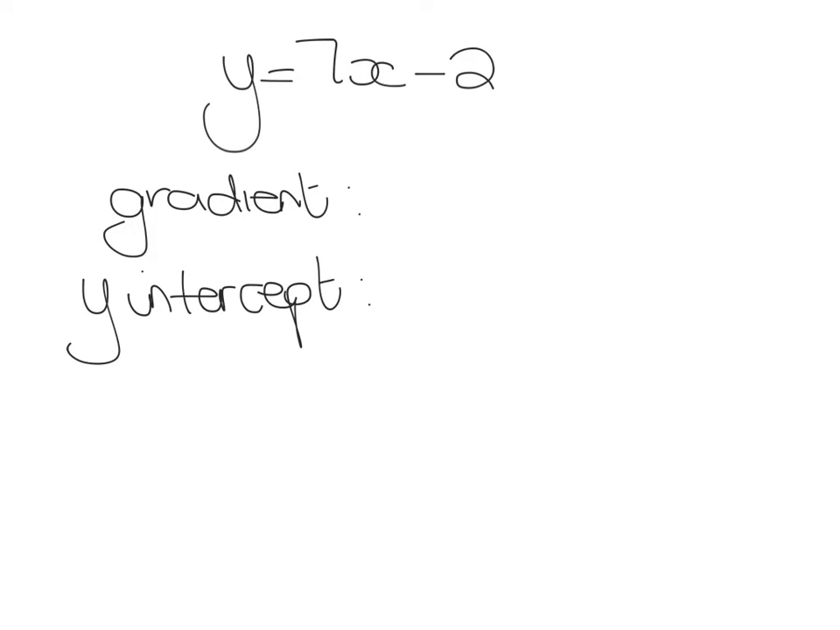If you have a look at this graph again, it's y equals 7x minus 2. So the number in front of the x is 7. So this graph has a gradient of 7. And the number at the end is minus 2. So this graph has a y-intercept, or cuts the y-axis, at minus 2.